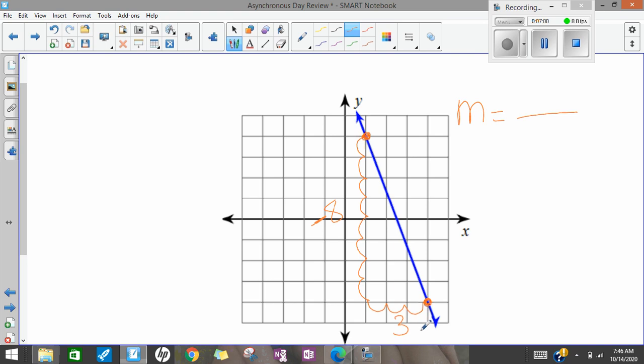I went to the right, that's positive 3. So my slope is -8 over 3. To get from this point, I had to go down 8 to the right 3 to get to the next point on the line.